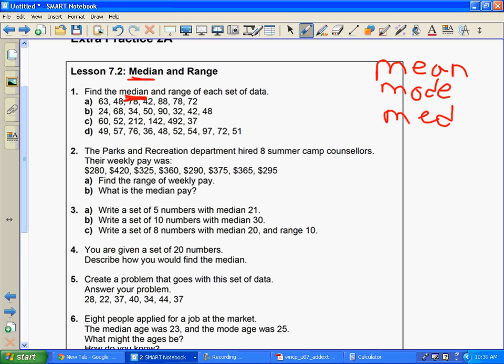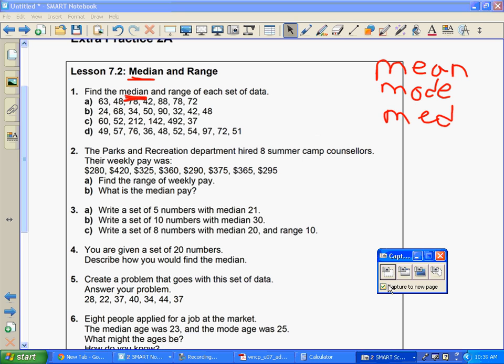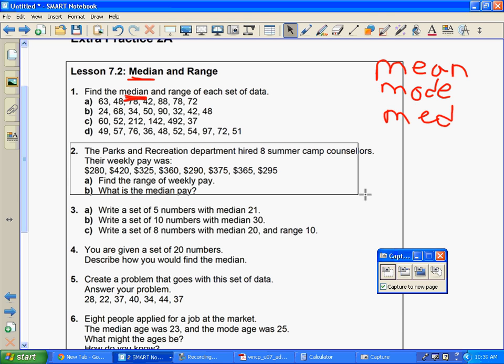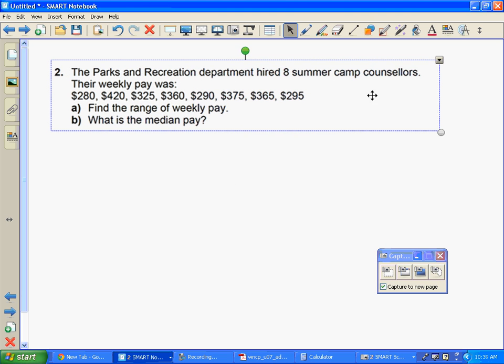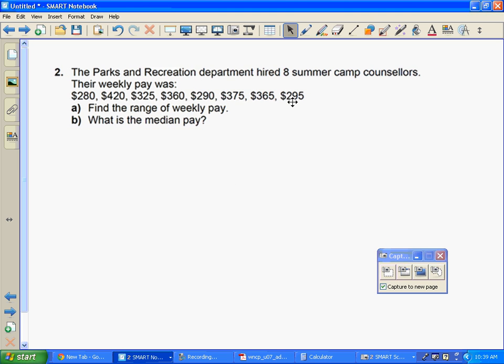So I'm going to take one of these here now and see if I can put them in order. So let's take, right here, this one, and it's a bunch of campers who actually get paid in that. They hired 8 summer camp counselors. So here's their weekly pay. We want to find the median. We'll do a median first. So the median is the middle number. So let's see, what's the smallest number? 280. So I'll cross him off and put 280 here. What's the next smallest? 280, 280. Then we got 290.